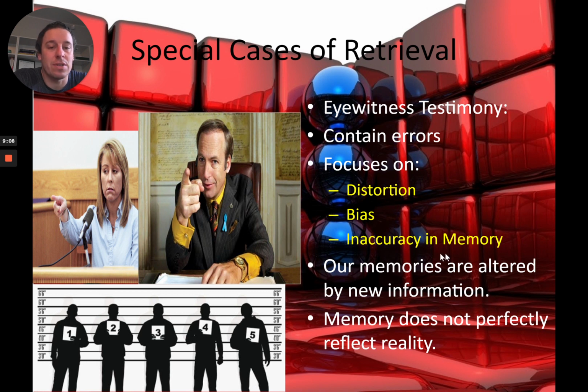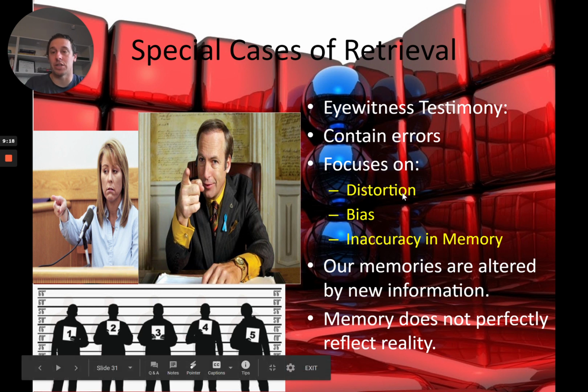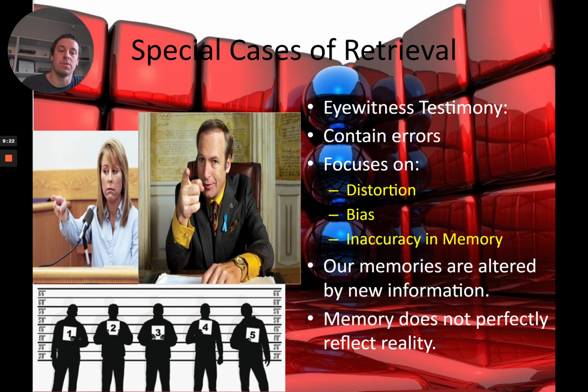There's inaccuracies, as you can see, in memory. Your memories are going to be altered by new information, by people saying things, by time that has passed. You're going to distort things. You're going to show bias because we naturally do. You're going to be inaccurate. There's errors in eyewitness testimony. So memory is not a perfect reflection of reality. It's one of those things that can be manipulated and changed over time.